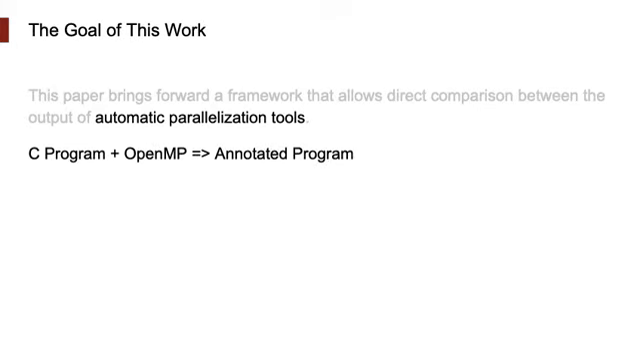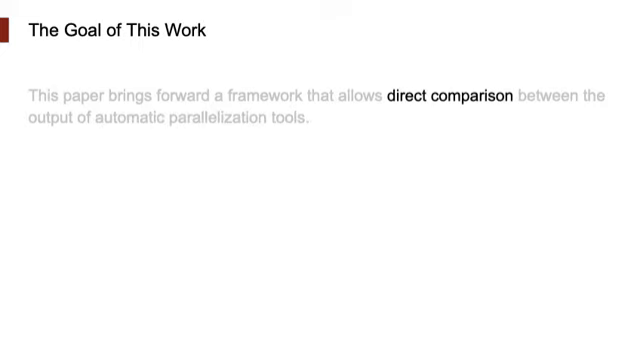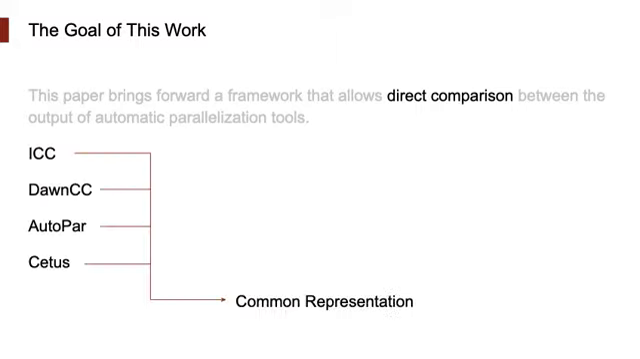In the context of this work, we shall be talking about programs written in C and of tools that annotate these programs with OpenMP pragmas. Examples of such tools include ICC, DawnCC, Rose AutoPar, Cetus, Mercurium, Pluto, and TaskMiner. In particular, in this paper, we have been able to directly compare 4 of these tools: ICC, DawnCC, AutoPar, and Cetus. A second important aspect of this work regards what we mean by direct comparison of tools.